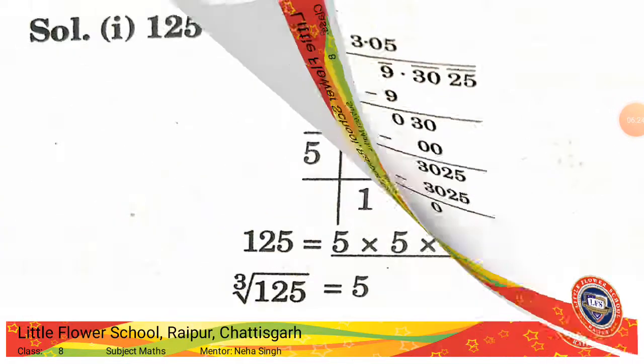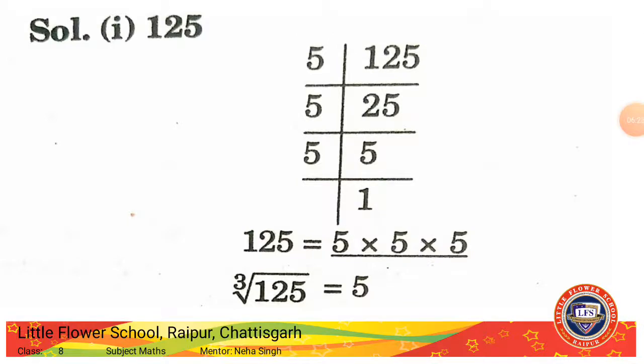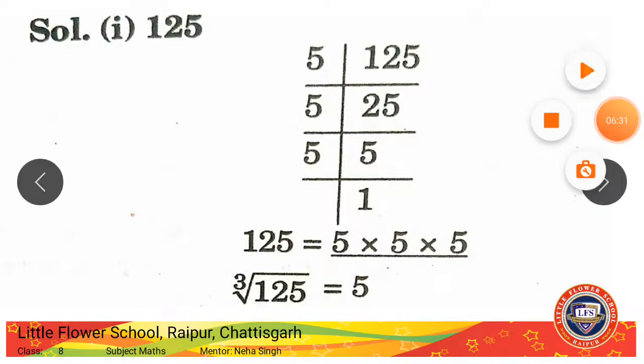So first question is 125. So what we are going to do, we are going to prime factorize the number, right? Prime factorization method, I hope every one of you remember. In the last two videos we have solved through prime factorization only. So now here 125, it will be divisible by 5. 5 2s are 10, 5 5s are 25, and 5 1s are 5.